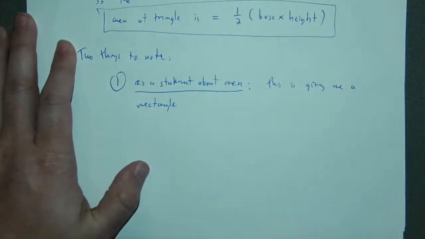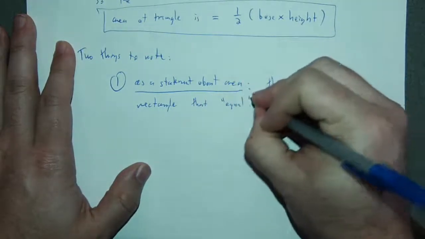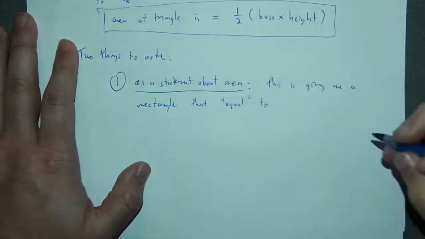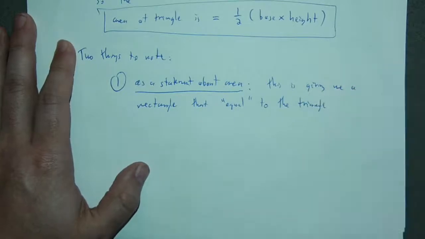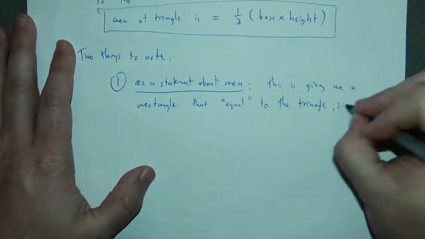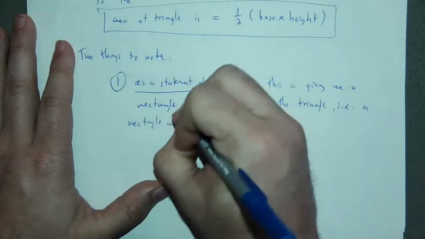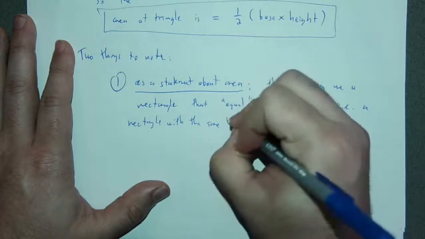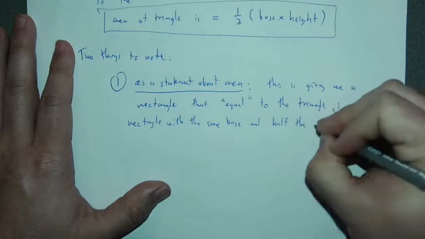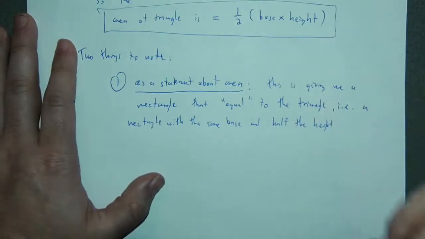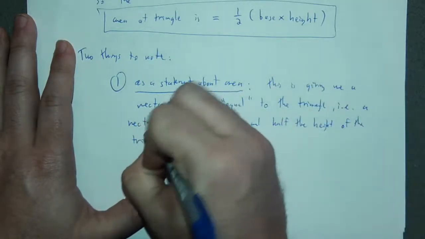That is equal to the triangle, i.e. a rectangle with the same base and half the height of the triangle.